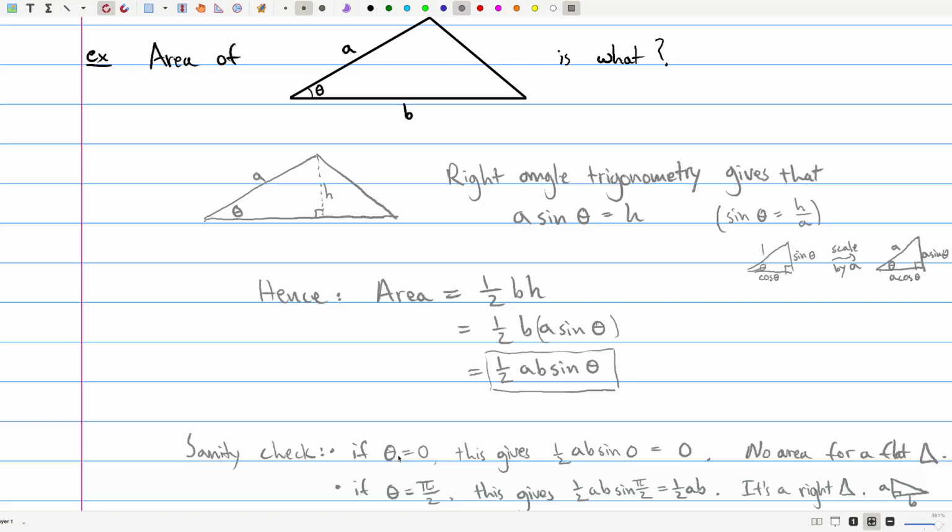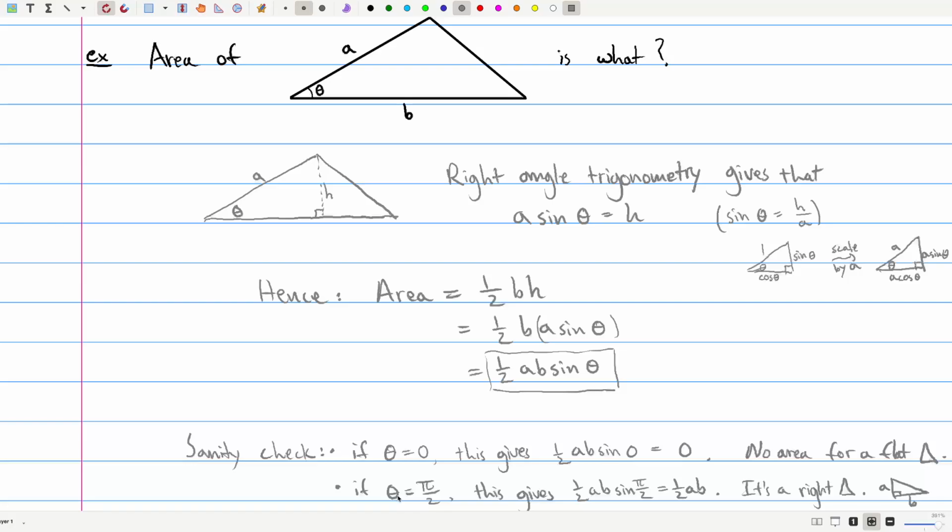If theta is 0, then this is 1/2 AB sine of 0. Sine of 0 we know is 0. Anything times 0 is 0, so we get 0. So we get no area for a flat triangle, a degenerate triangle. You might not want to call it a triangle, but it's what happens at the very limit of the possibilities of values.